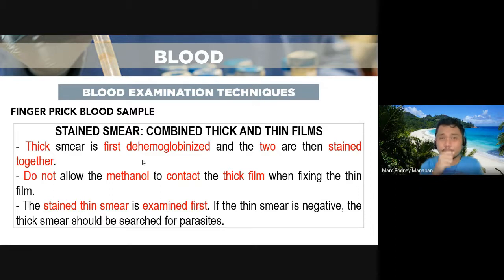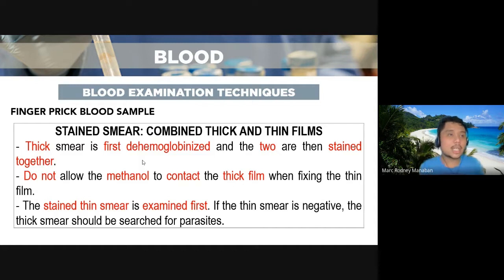Now for examination, because the whole rationale of this is to be cost-effective and efficient, you can first examine your thin smear. When you examine the thin smear, if you see a parasite, you can go straight to identification, right? Compared to examining the thick smear first, where you screen if it's positive or not, and then afterwards you still have to examine the thin smear. So it consumes time, compared to examining the thin smear first. If there's a parasite, you directly confirm it, okay? But if the thin smear is negative, only then do you examine the thick smear.